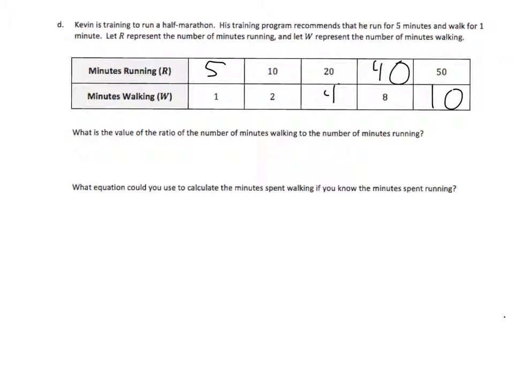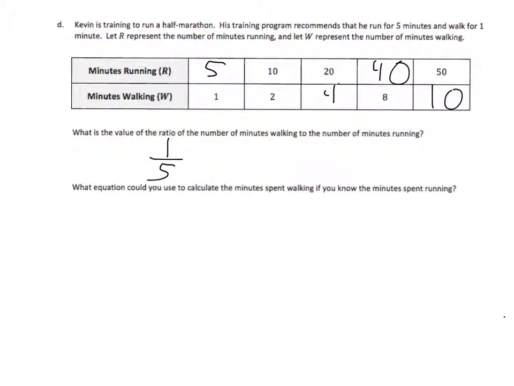So now what is the value of the ratio? Well, again, our value of the ratio of minutes walking to the minutes running. So the minutes walking is 1, and the minutes running is 5. So our value is 1 over 5, or 1/5. So now the last part says write an equation you could use to calculate the minutes spent walking if you know the number of minutes running.